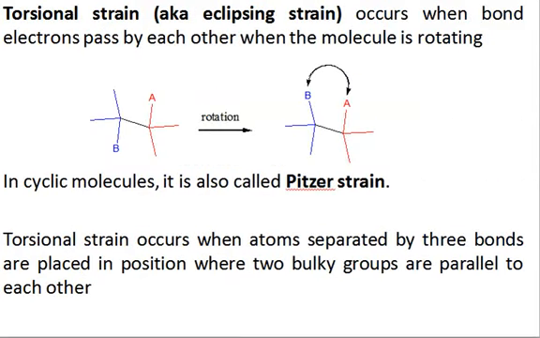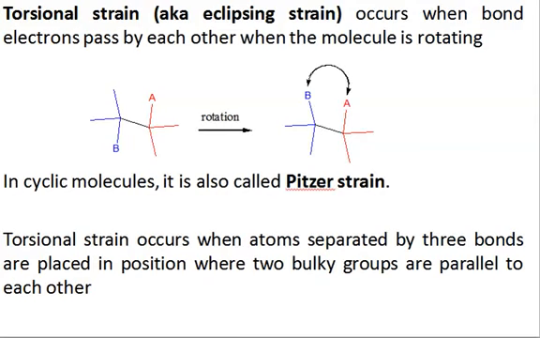Now we have a third type of strain, known as torsional strain. It's also known as eclipsing strain. It occurs when bond electrons pass by each other when the molecule is rotating. Suppose we have two bonds, and each bond has two electrons. If a bond is rotating, the electrons in it are also moving. So if two bonds move past each other, the electrons of the bonds are passing by each other.